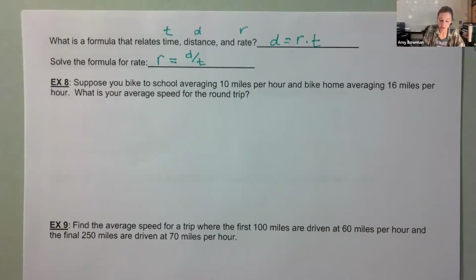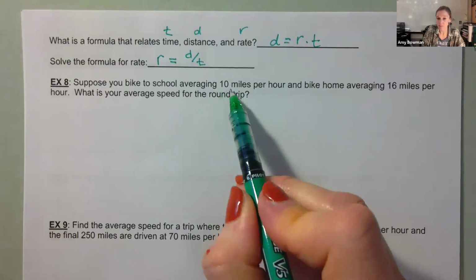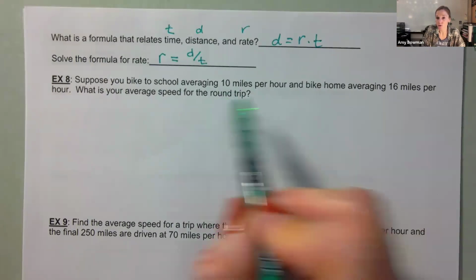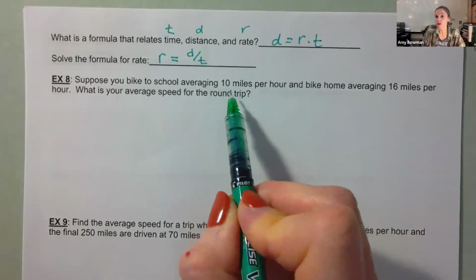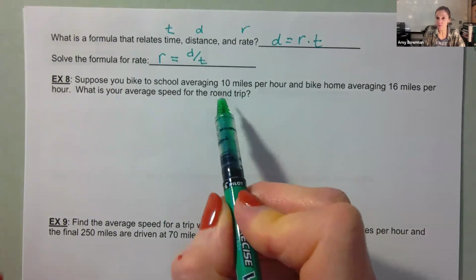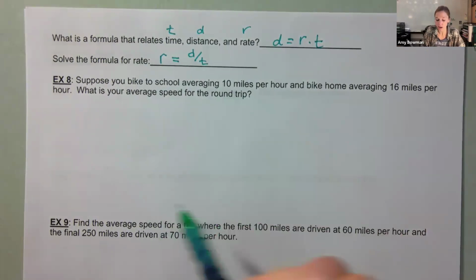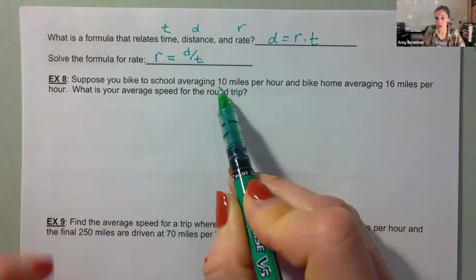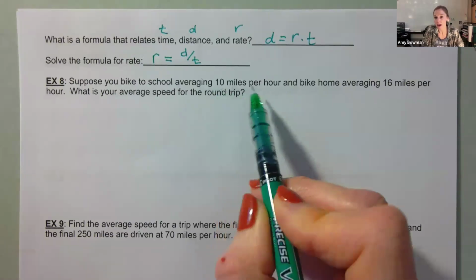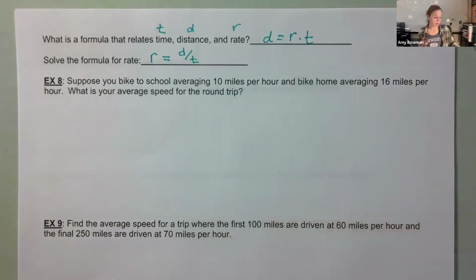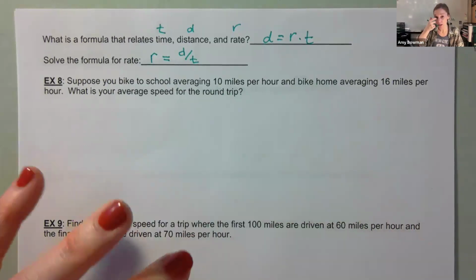And the reason for that is because if you bike to school at 10 miles an hour and bike home at 16, what that means is you are riding at 10 miles an hour, which is slower, for a longer amount of time. So time is a factor that we have to bring into play when we're averaging rates, because riding at 10 miles an hour for a longer period of time will weigh the average closer to 10 than 16. So there is a different way of finding averages, specifically when we're finding average rate or speed.